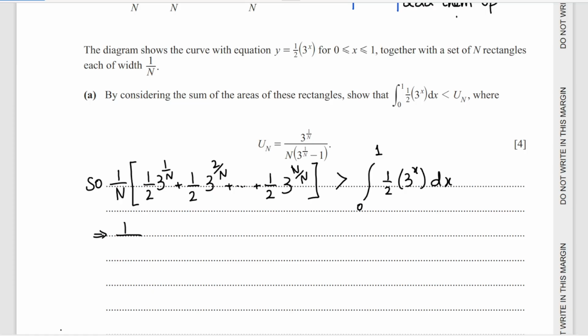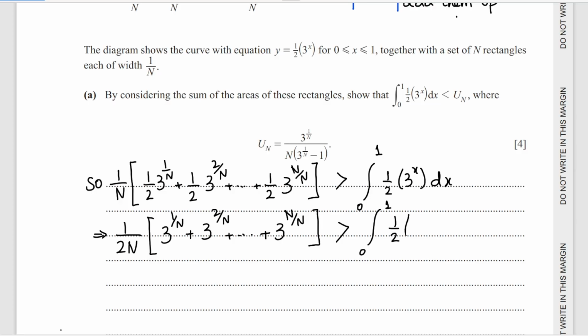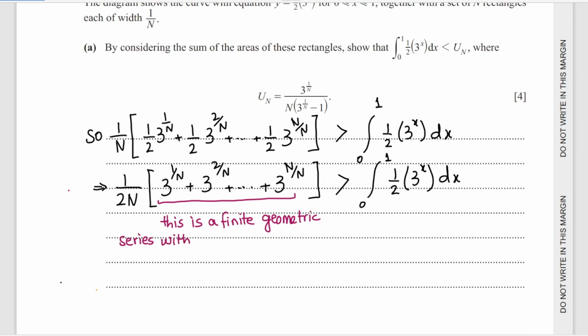Now, I take the half out, so I have 1 over 2n into 3 to the power 1 over n plus 3 to the power 2 over n plus ... plus 3 to the power n over n. And this is greater than the whole area under the curve from 0 to 1. Now, if you notice here, there's a pattern. This is a finite geometric series with n terms, and the first term is 3 to the power 1 over n, and the common ratio is 3 to the power 1 over n.